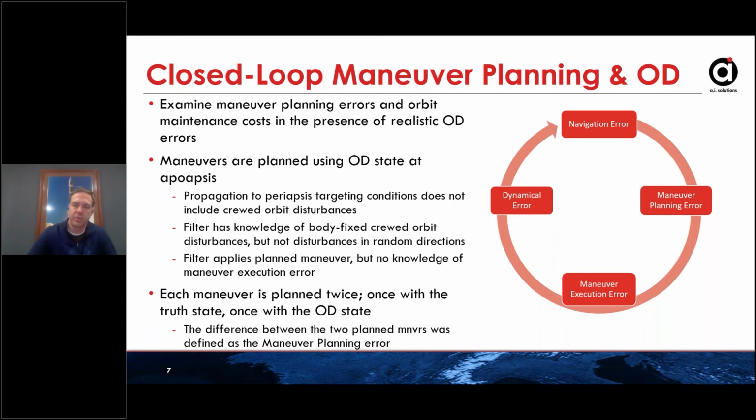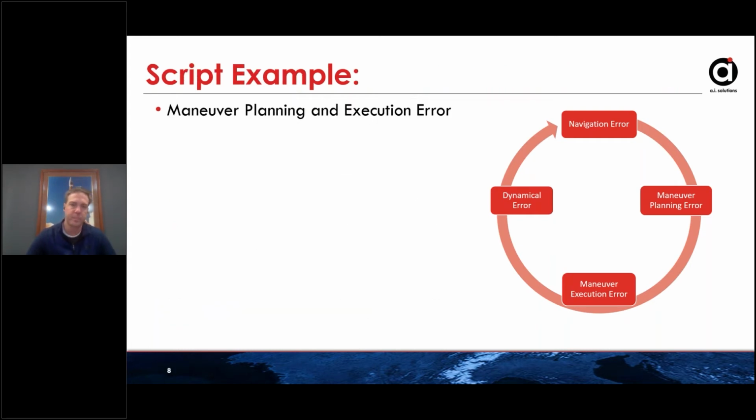At a simple level, you can quantify the maneuver planning error fairly simply in FreeFlyer by planning each maneuver twice. Plan once with your truth state, that's your true planned maneuver, and then plan it again with your nav state. The difference between those two planned maneuvers is your maneuver planning error. And so it's very easy to quantify the impact of that.